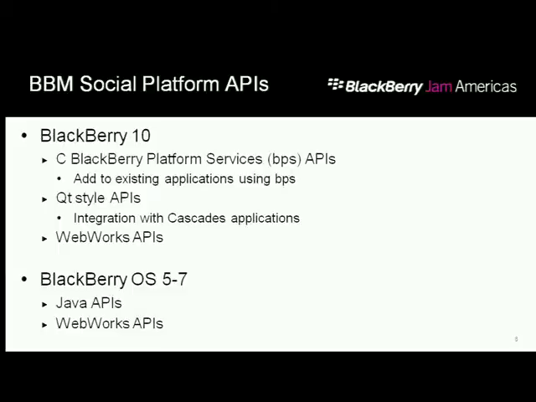If you're starting new or making a Cascades-style application, we do also have the Qt-style APIs. They're generally a little bit easier to use than the BPS APIs. So if you're starting fresh, I'd recommend looking at those when you're creating a new application. We also have access to BBM through WebWorks. So if you're making an HTML5 application using WebWorks, you can tie into the BlackBerry Messenger Social Platform there as well. On the older smartphones, BlackBerry OS 5 to 7, we do have APIs there as well. They were out first, and they're available for both Java and WebWorks. So if you have applications out there already, you can connect them to BBM as well to take advantage of the same features that we're going to talk about today.